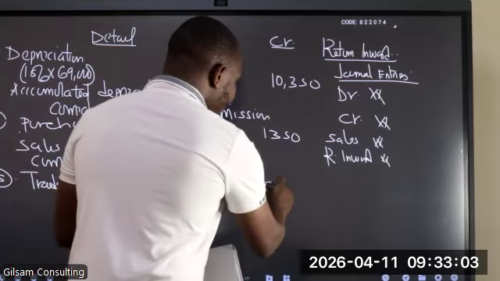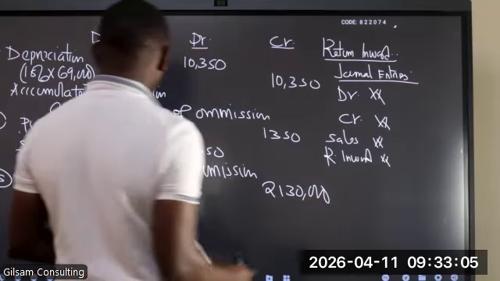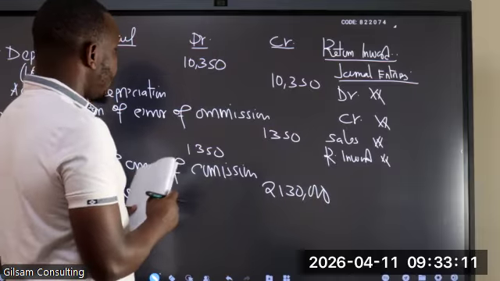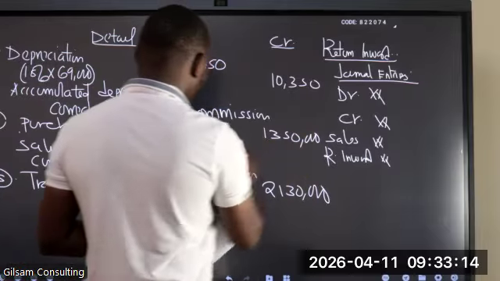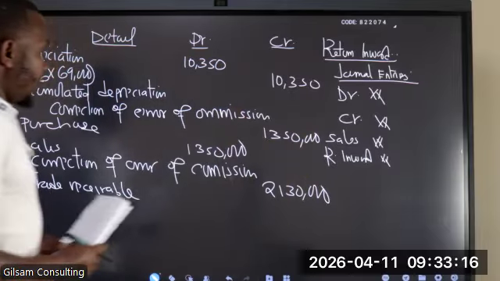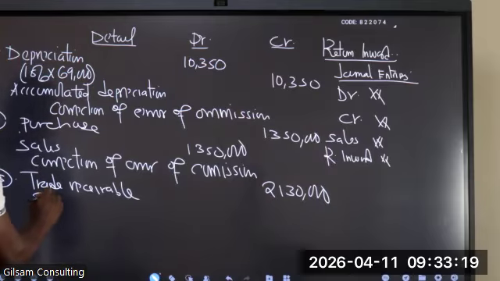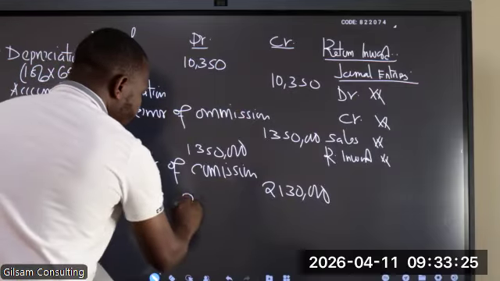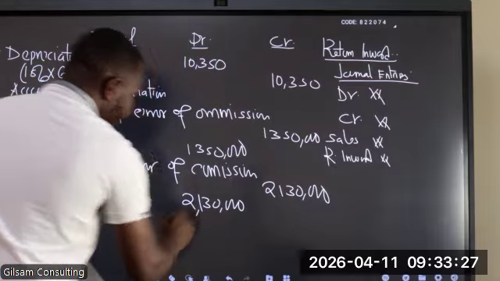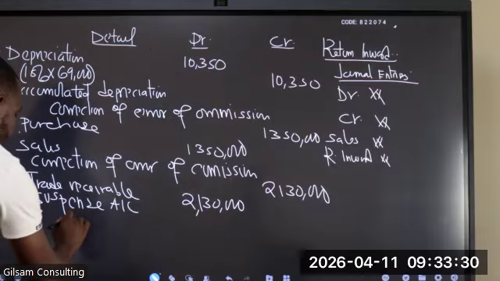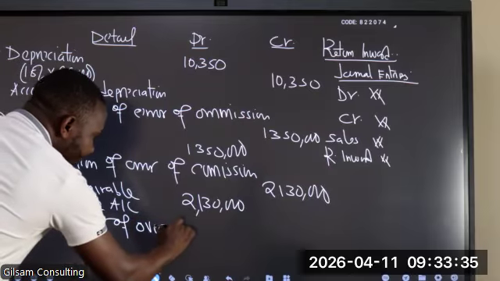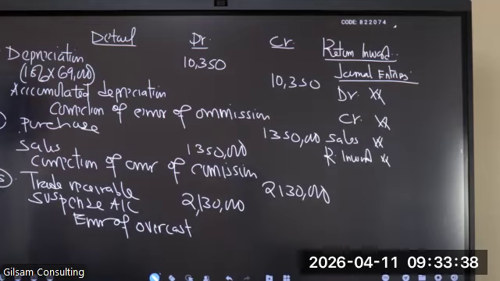So we credit the trade receivable to reduce that overcast, 2130,000. We were using all the zeros. And then we debit the suspense account. The error here is the error of overcast.